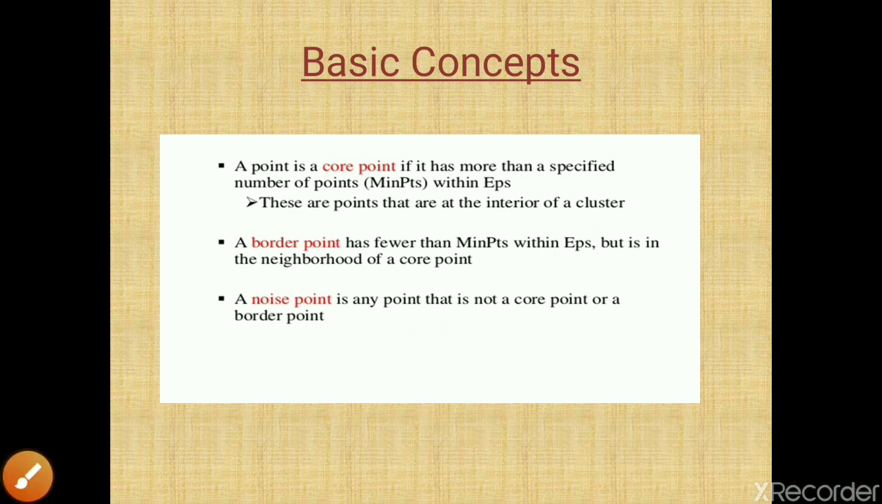So there are three basic types of data points in DBSCAN. One is the core point, which means it should be within the epsilon and should satisfy the minimum number of points. And a border point means it should be within the epsilon but it does not satisfy the minimum points.